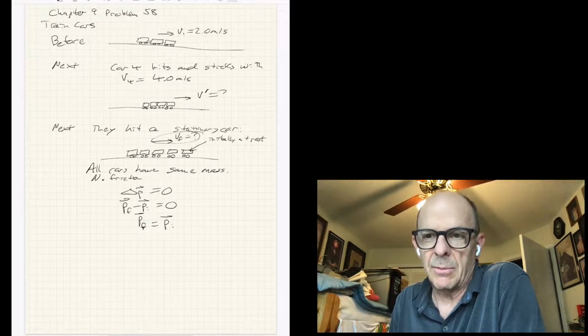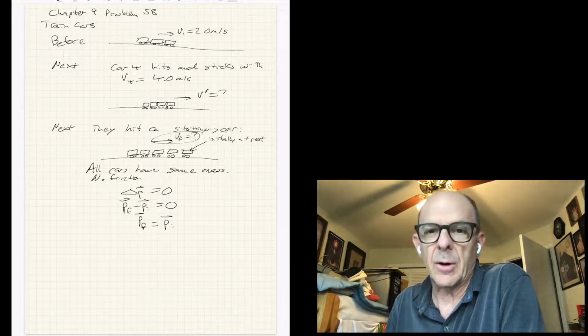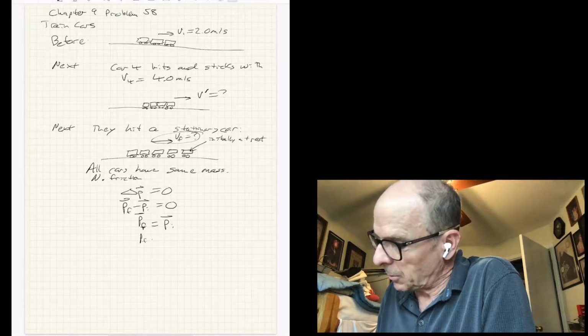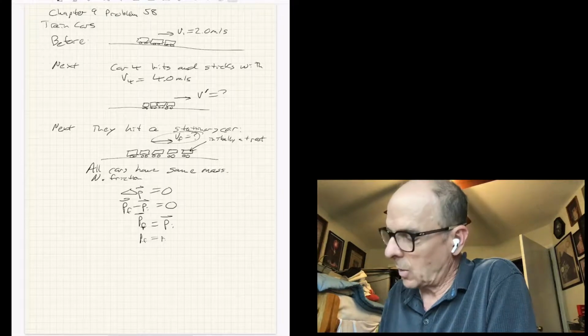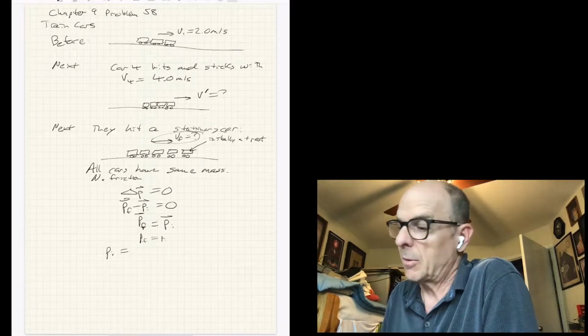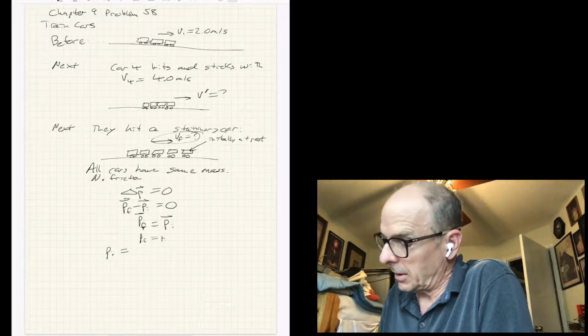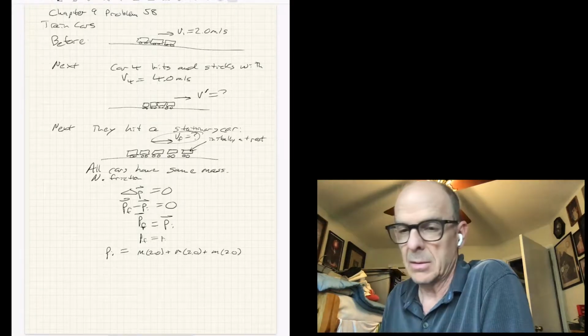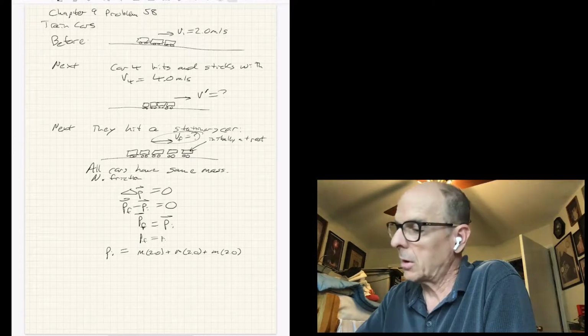And it's one-dimensional, so we only need to worry about plus and minus. We don't need to worry about those arrow signs anymore. So P final equals P initial scalar. And what is P initial? P initial is the initial momentum of each of those cars. So there's car 1 times 2 plus car 2 times 2 plus car 3 times 2. That's the before thing up here.